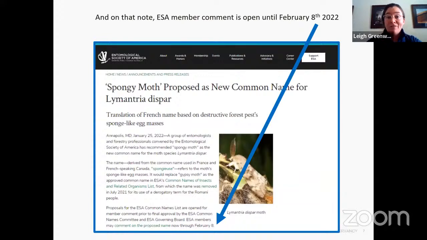So on that note, if you happen to be an Entomological Society of America member, you are invited to comment on the selection of the name Spongy Moth. At this time, the comment period ends next week. You can comment for, you can comment against, you can talk about how you do or do not like the process of how it was selected. They are taking all manners of feedback.